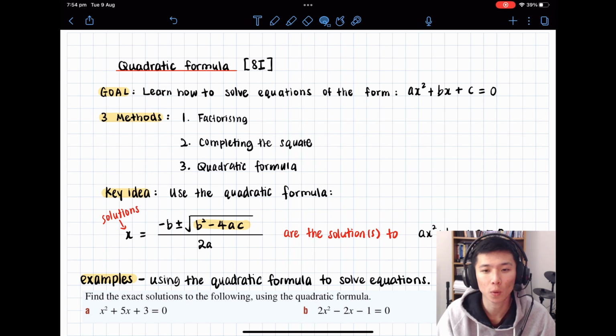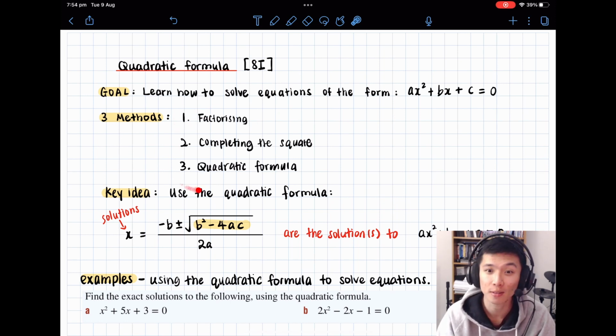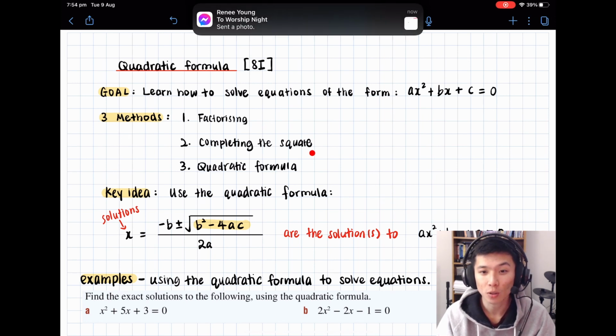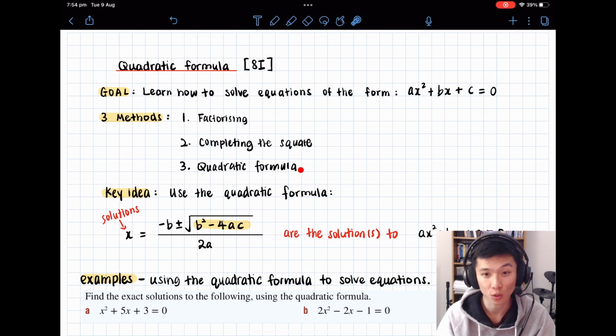Today we're going to be covering the quadratic formula. Now, as I've mentioned over the past few lessons, we've been looking at how to solve quadratic equations, and as we've discussed, there are three methods, and they escalate in difficulty, meaning that the first method is the easiest, and the last method is the hardest. And so we've already covered how to solve quadratic equations using factorization, and we've also looked at completing the square. And today we're going to look at how to use the quadratic formula, which is your last resort.